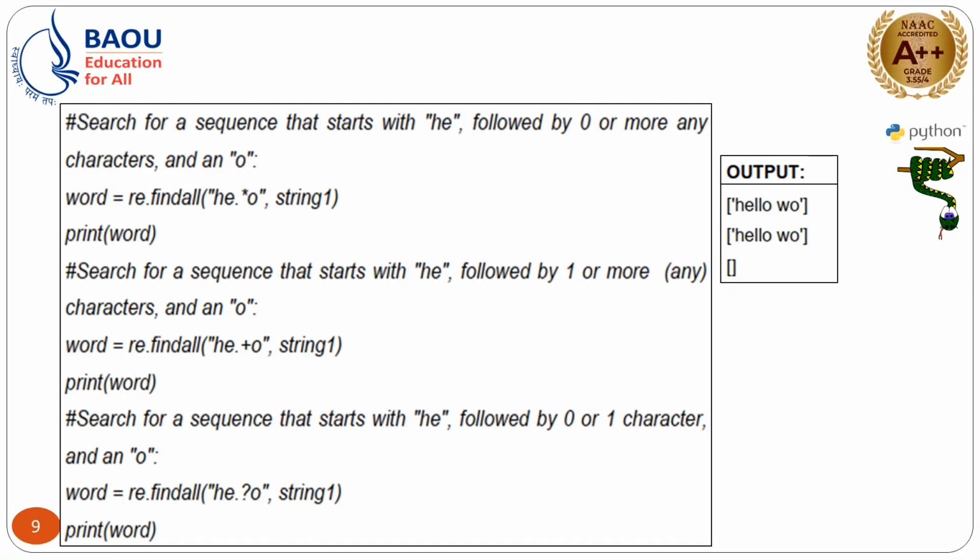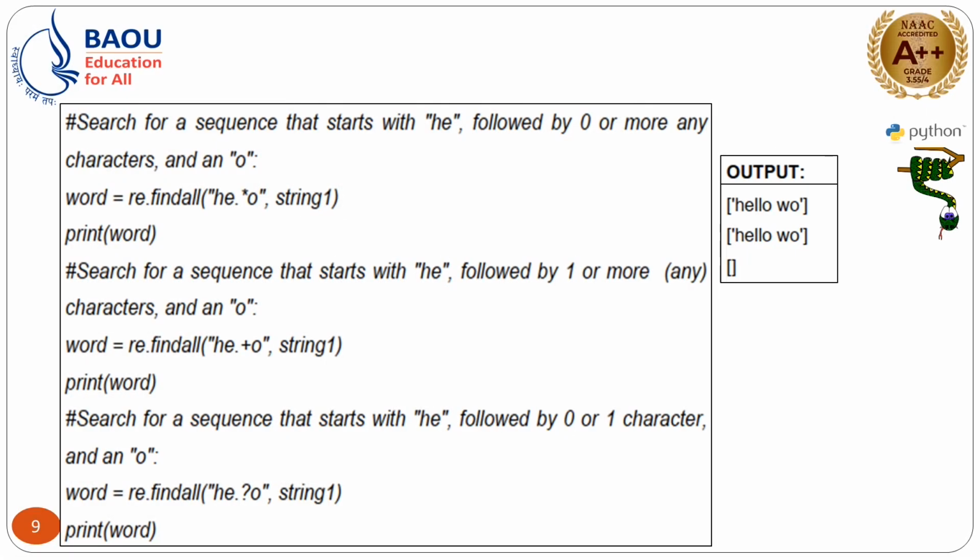Then in the second one we are using plus, and the output is the same, because asterisk represents 0 or more while plus represents 1 or more. Here one l character is also there, that is hell, and then wo. Up to o our searching criteria stops, so it will result in hello and then wo.